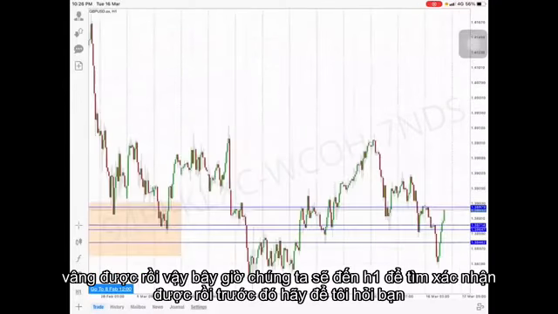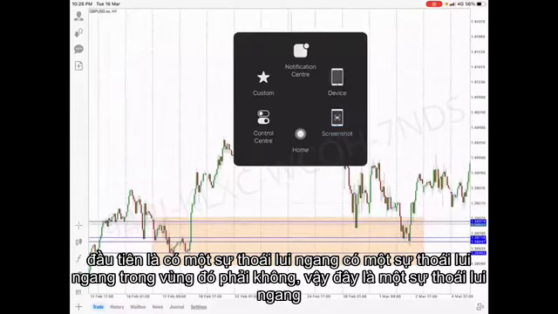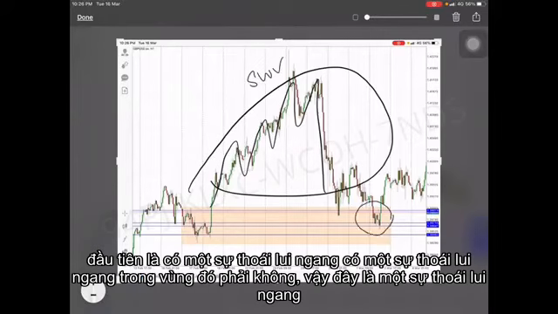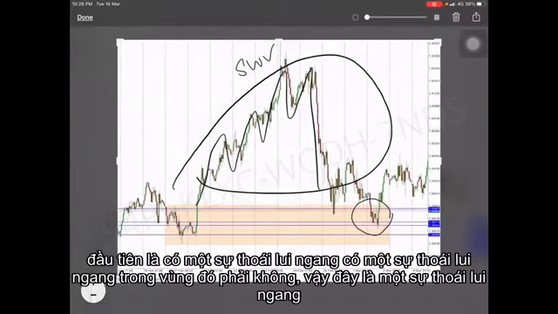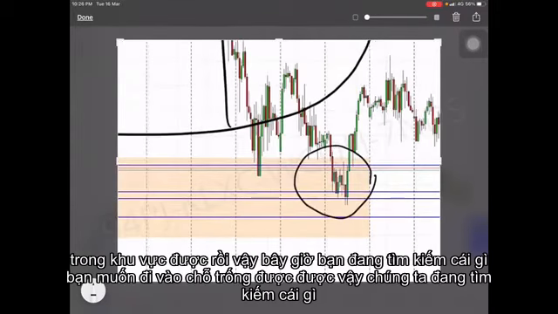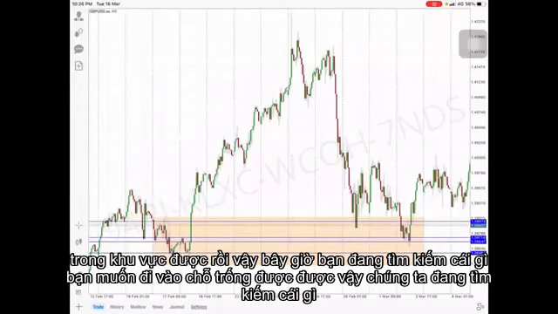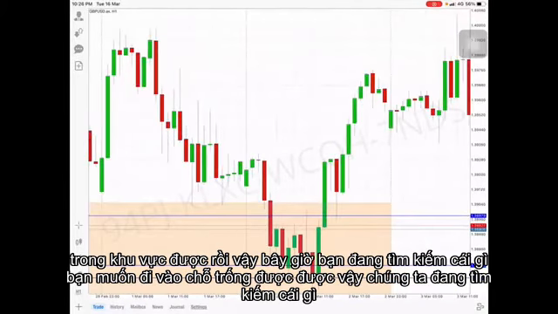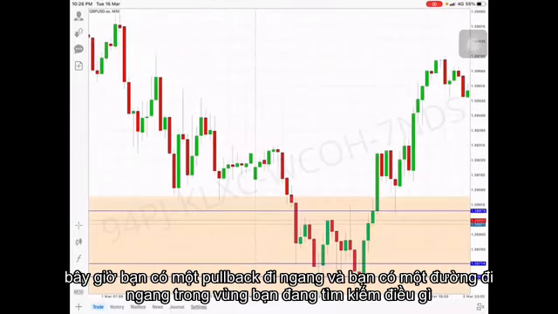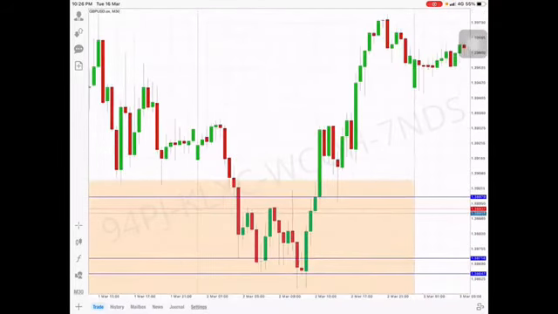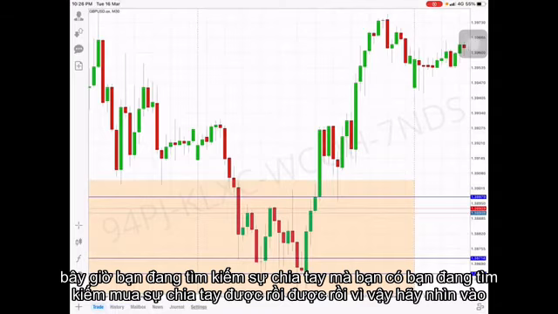Before that, let me ask you first: is there a sideways pullback? Yes. Is there a sideways in the zone? This is also yes. So this is a sideways in the zone. Now what are you looking for? You have a sideways pullback and a sideways in the zone. What are you looking for now? Now you are looking for the breakout. You are looking for a buy breakout. Okay, so look at this.